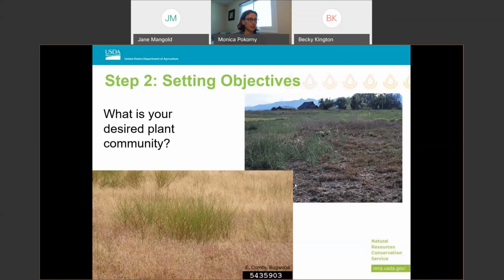And this is another example where we controlled whitetop in a field, and we ended up with a lot of bare ground. We had great control, but again, we want to focus on what we want on that site, because what we ended up with after a few years was just a lot of annual weeds.